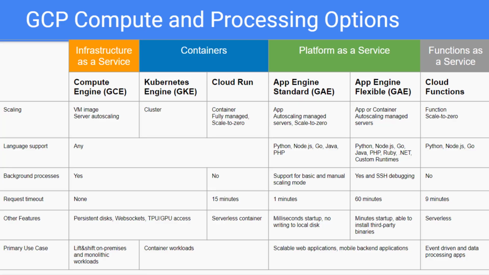Again, I summarize the compute options decision tree with the keywords in the use cases for you to easily remember for the exam, like I did for the other decision trees. You can find the details of the comparison among GCP compute and processing options in my blog.